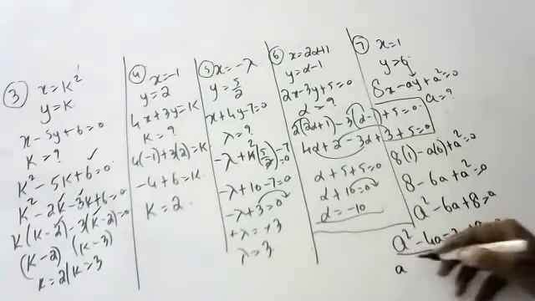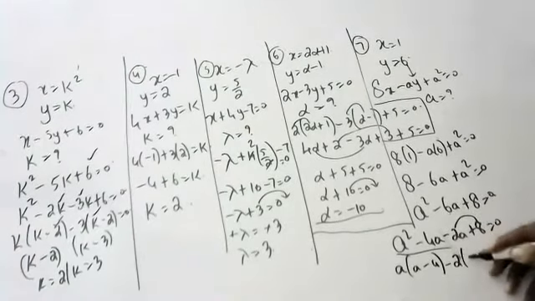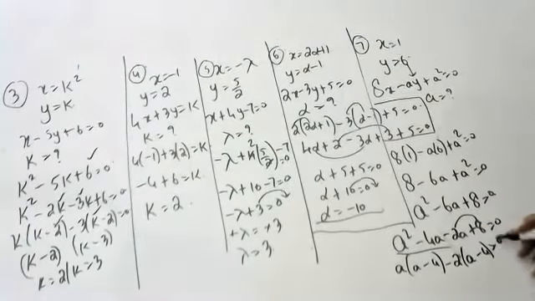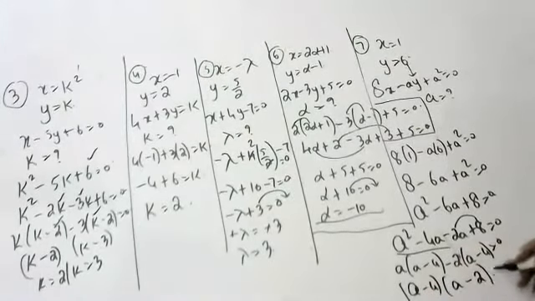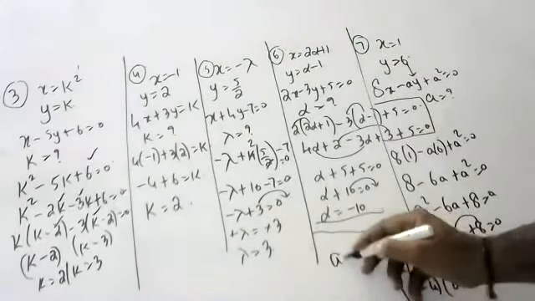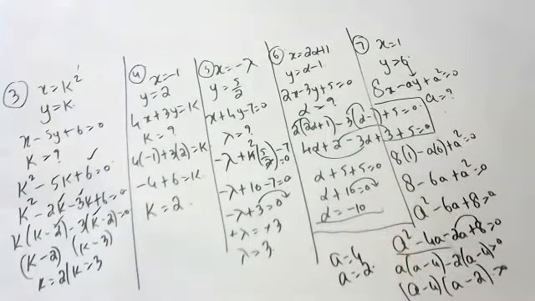a you take common, what do you get? a minus 4. Minus 2 you take common. a minus 4 is equal to 0. a minus 4 is common. a minus 4 into a minus 2 is equal to 0. So a is equal to 4, a is equal to 2. Are the two values. Okay, children, like this you have to do.